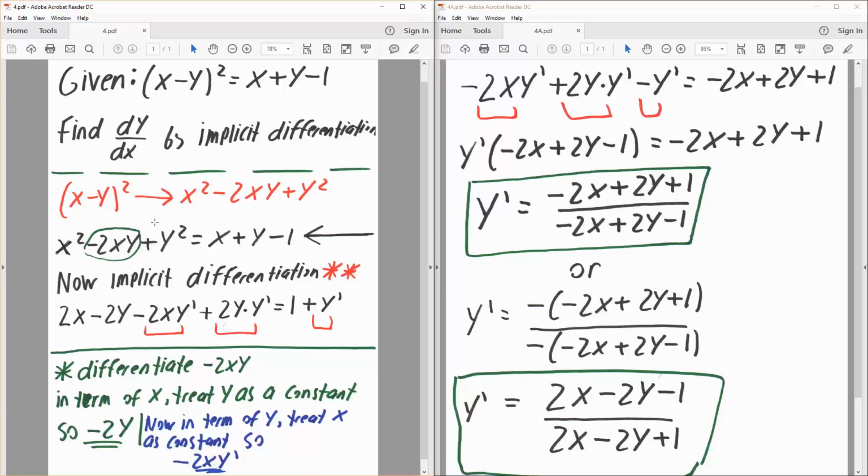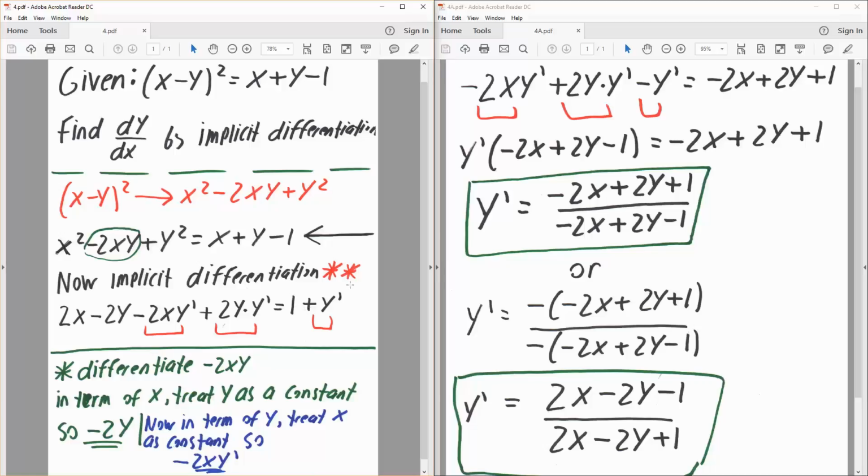Next, we want to get the derivative of y squared, which will be 2y y prime, is equal to the derivative in terms of x for x, which would be 1. The derivative in terms of dy/dx for y would be plus y prime.